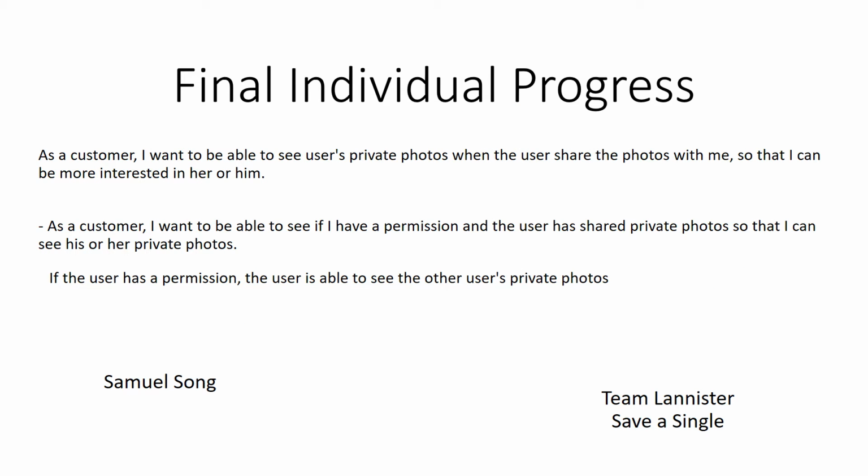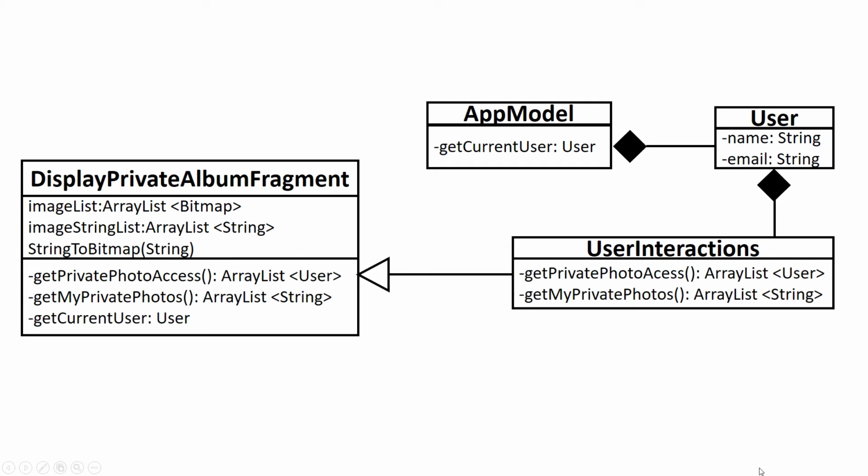Next, child user story. As a customer, I want to be able to see if I have permission and the user has shared private photos so that I can see his or her private photos. So this is pretty similar to the previous one. If the user who tries to access is on the selected user's list and the selected user has private photos, the photos will be stored in the image string list using getMyPrivatePhotos, and the image string list will be converted using the string to bitmap method, and the converted array list will be stored in the image list, and the image list will be shown in a grid view using an adapter.